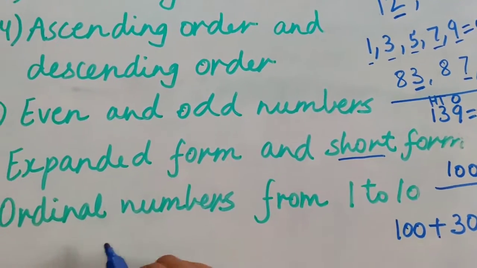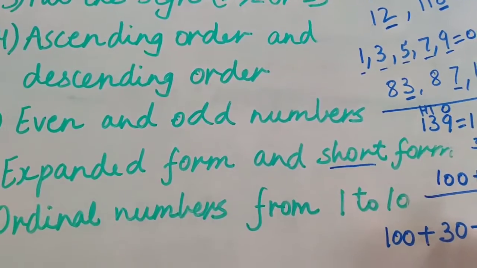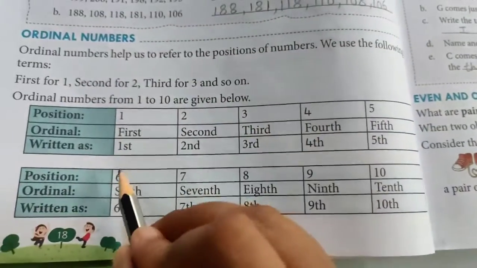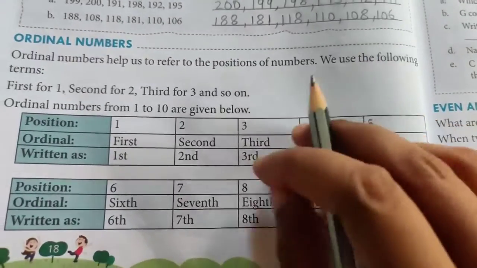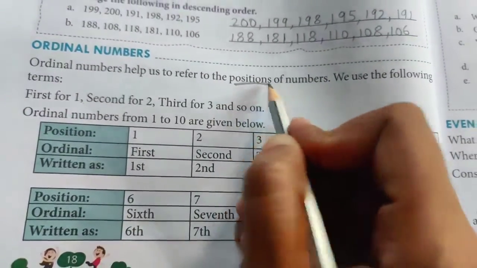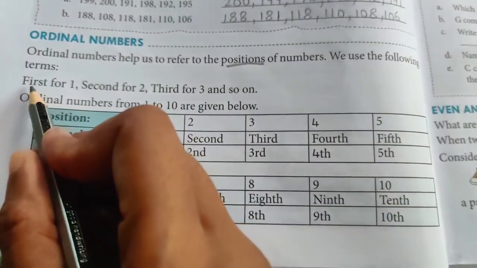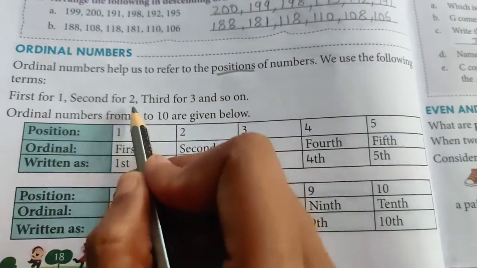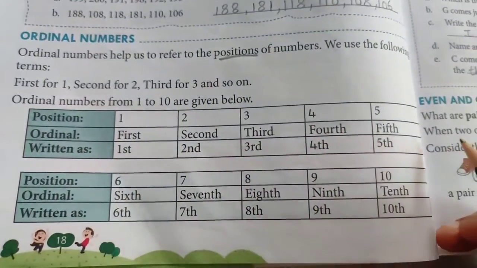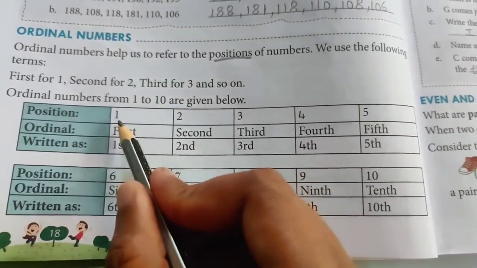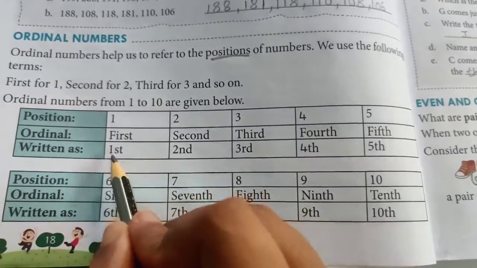Okay, after that we have learned the ordinal numbers from 1 to 10, right students? Do you remember ordinal numbers? See children, what are ordinal numbers? Ordinal numbers help us to refer to the positions of the numbers, है ना. ये हमें position बताते हैं. Yes, so we use first for 1, second for 2, third for 3 and so on. So here 10 numbers were given. We have learnt these numbers also. Like position 1, it is written as 1 and then ST.